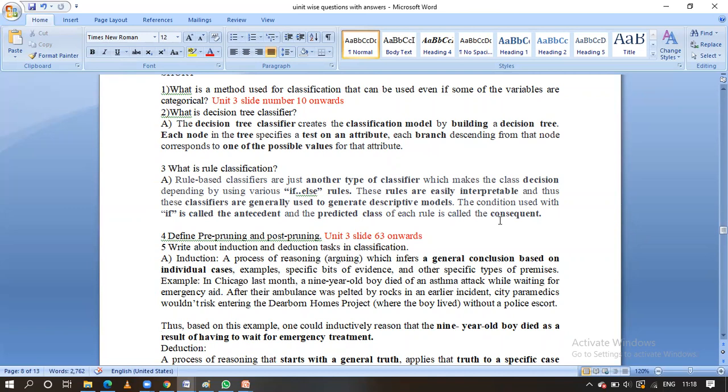For suppose this is the rule I got in the classification: whenever rain happens, the match will be cancelled. In that way, I am going to predict the unknown class label, that is, match cancelled. Whenever rain happens, the match will be cancelled, that is the prediction I can get from this.